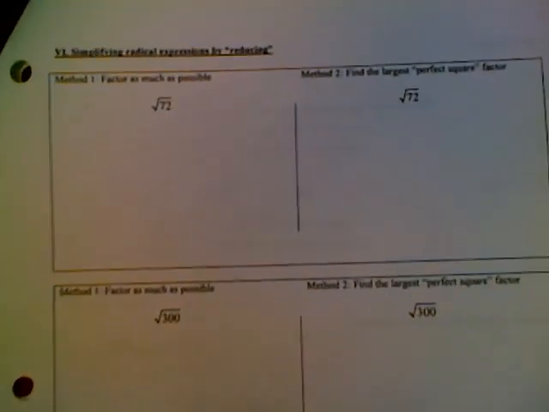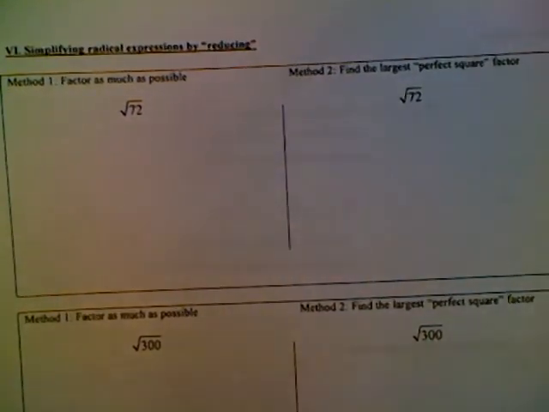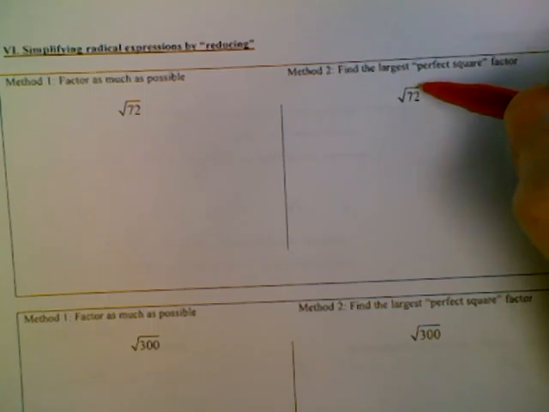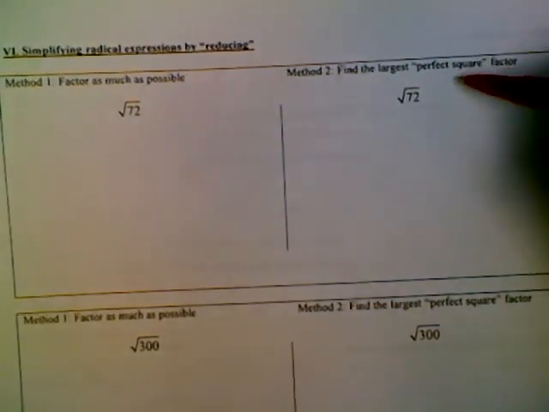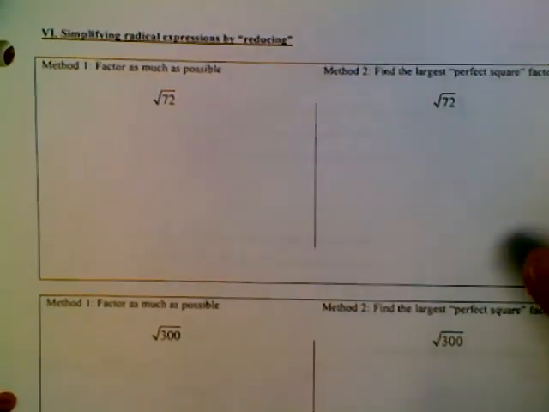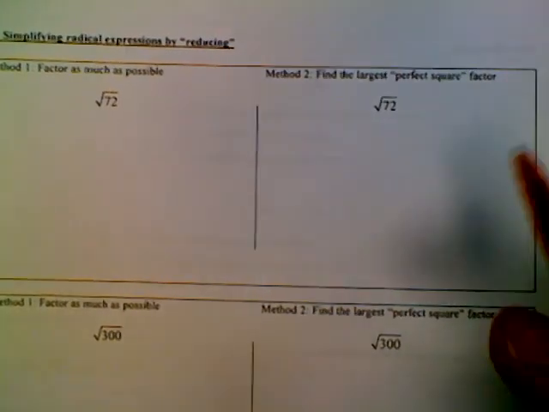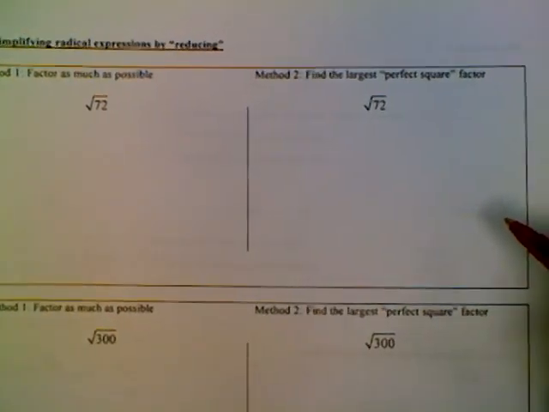Let's go to page 3. And now we've got to learn another type of simplifying. Okay? Simplifying an expression like square root of 72. I'm going to work over here on the right-hand side, mostly on this page. I might come back and work on the left-hand side a little bit. Okay?